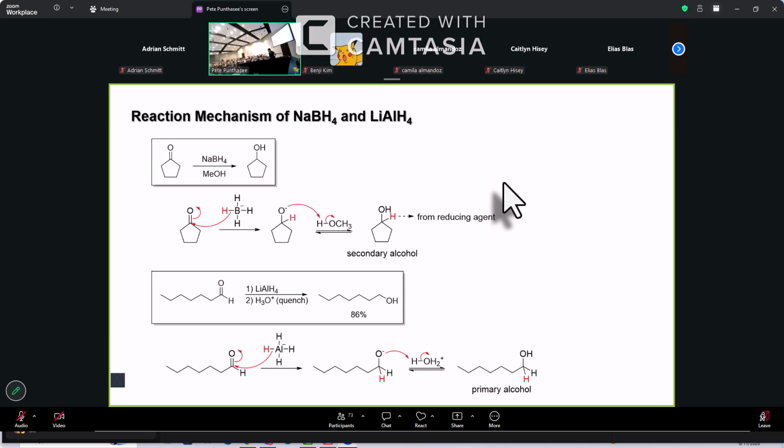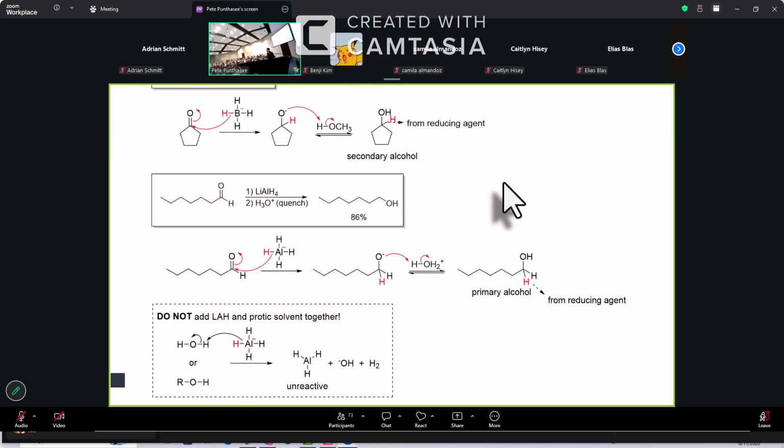Now, what you need to know is, look at how they set up. Sodium borohydride can be added with methanol, water, ethanol, a proton source. Lithium aluminum hydride cannot. You have to separate them. Lithium aluminum hydride is one of the most powerful reagents in this course. If you add lithium aluminum hydride and water, methanol, or ethanol together, it will attack the water or alcohol first, turning itself into an unreactive aluminum hydride, and the reaction stops.